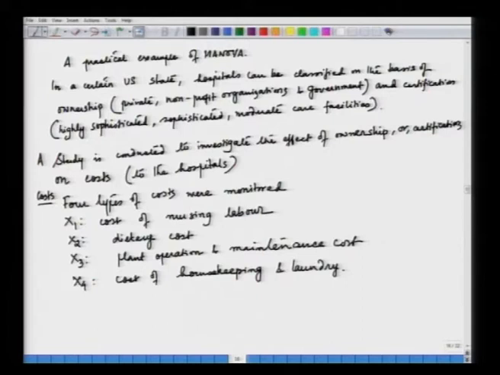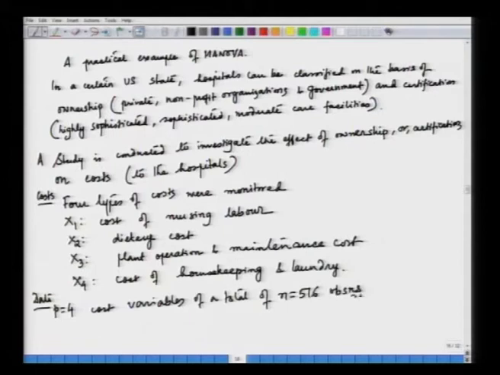So, from this, all I know is that I have p equal to 4, that is the data dimensionality. About the data, I have p equal to 4 cost variables and a total of n, that is 516 observations. This value gives me the total number of hospitals that have been covered. We still do not know how many are there in each level of the factor.